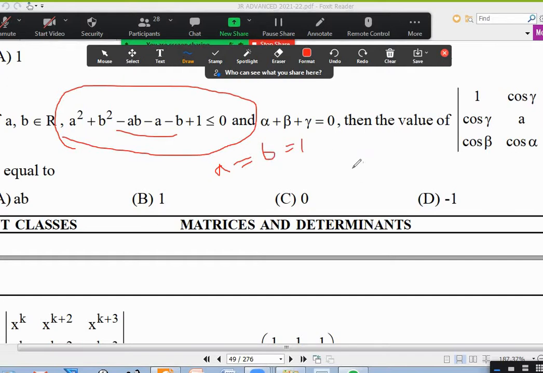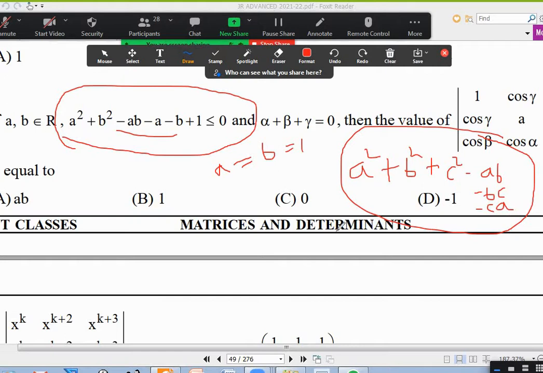Okay. Let us take this one. I'm writing on the screen: a square plus b square plus c square minus ab minus bc minus ca. Can this be negative anytime? Anybody? a square plus b square plus c square minus ab minus bc minus ca. I wrote on the screen itself. Can it be negative anytime?